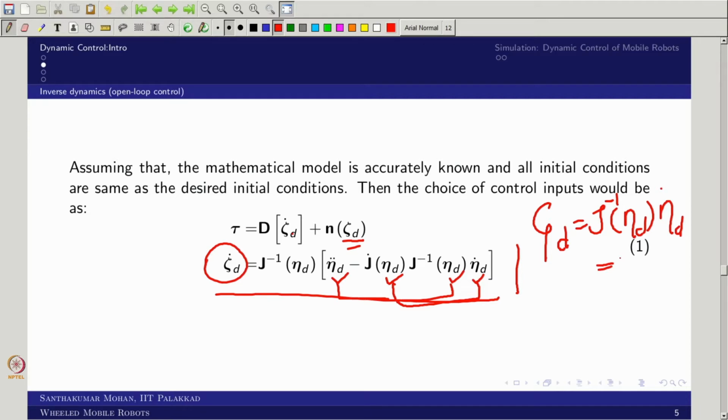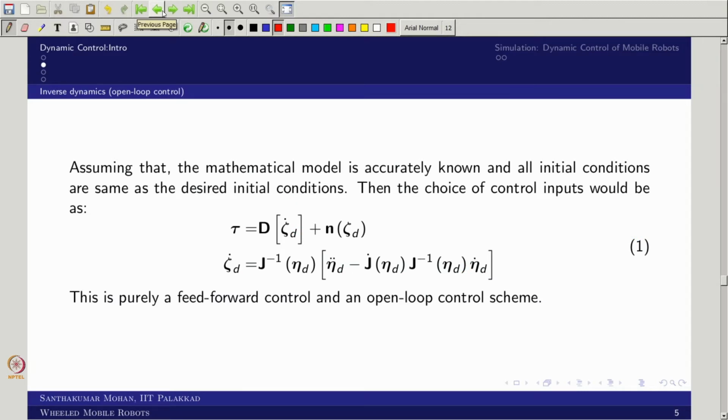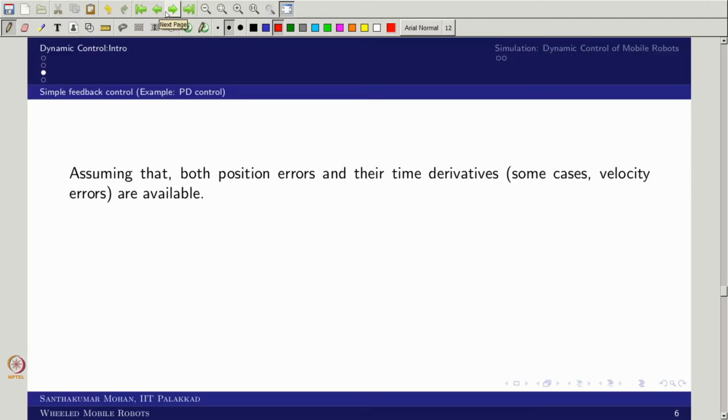All these we have seen as inverse dynamics as an open loop, which we simply call feed forward control, but feed forward control won't work for all the cases. This condition is not true all the time. So then we are interested in feedback control.